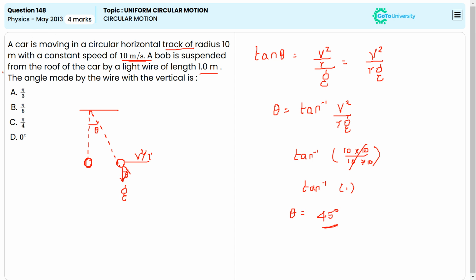But here they are given in terms of pi. Pi by 3 is nothing but 60 degrees. This is wrong. Pi by 6 is equal to 180 by 6, that is 30 degrees. This is also wrong. Pi by 4 is equal to 45 degrees. This is the right answer. Option C is the right answer.